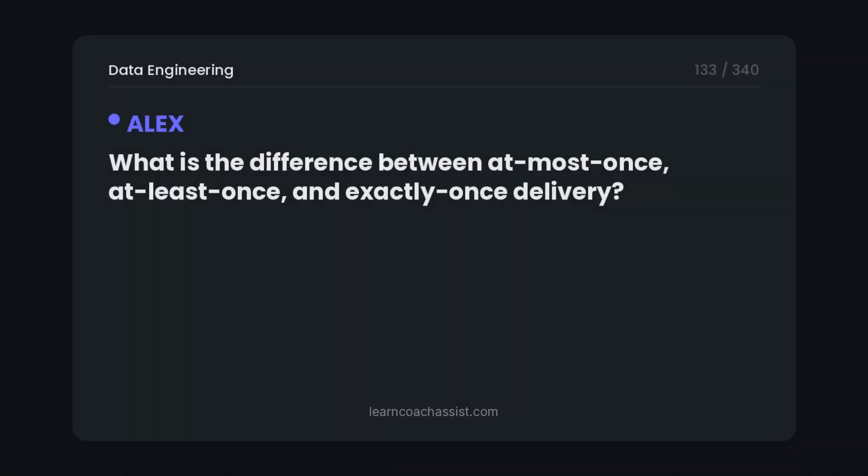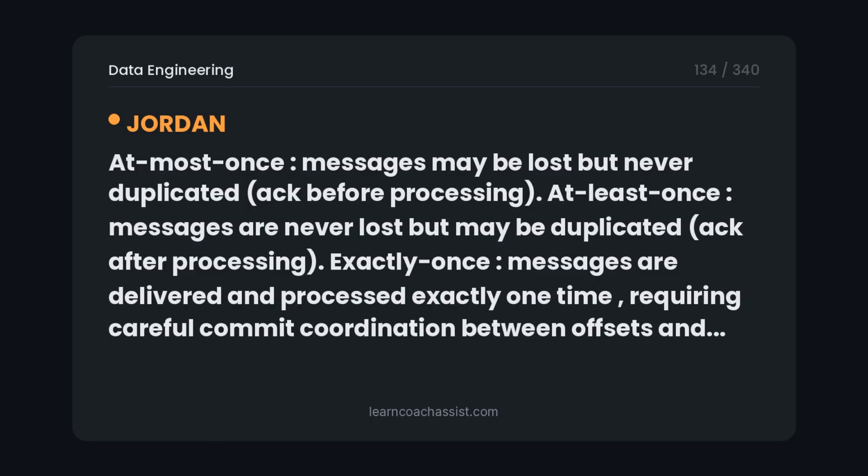What is the difference between at most once, at least once, and exactly once delivery? At most once, messages may be lost but never duplicated, ACK before processing. At least once, messages are never lost but may be duplicated, ACK after processing. Exactly once, messages are delivered and processed exactly one time, requiring careful commit coordination between offsets and outputs. Stronger guarantees typically cost more in latency and complexity.